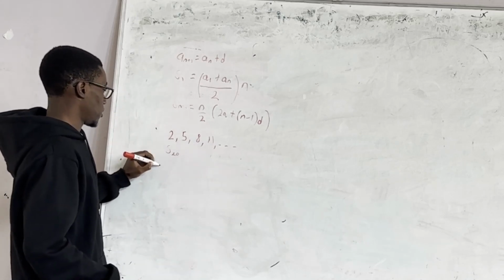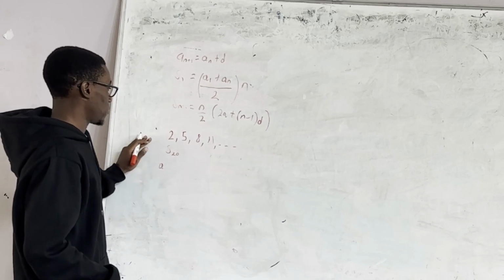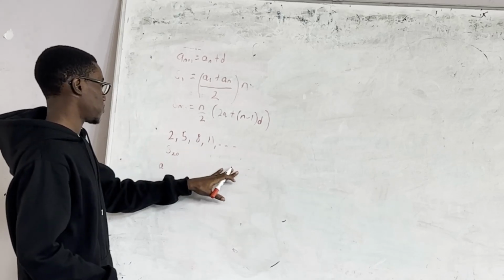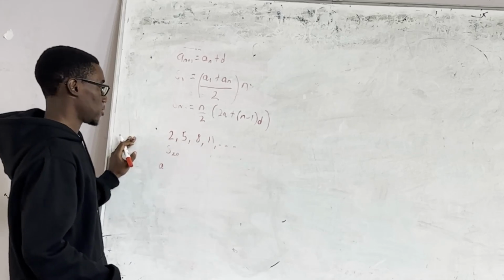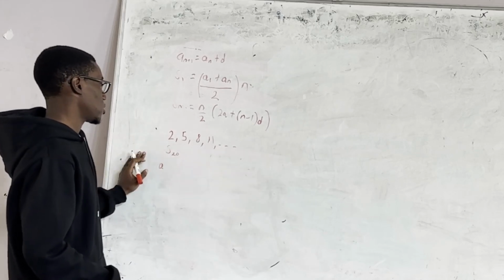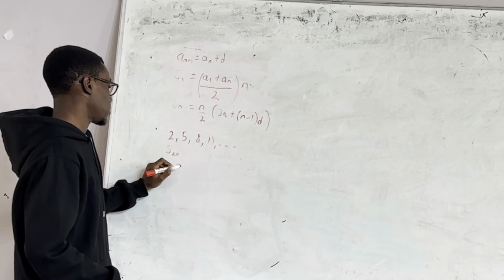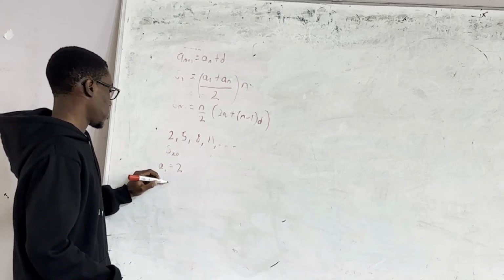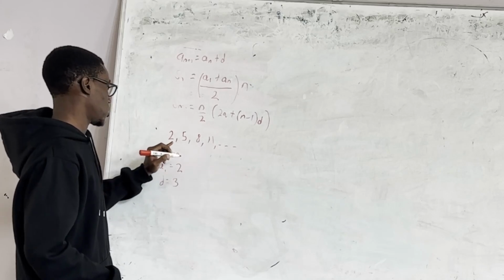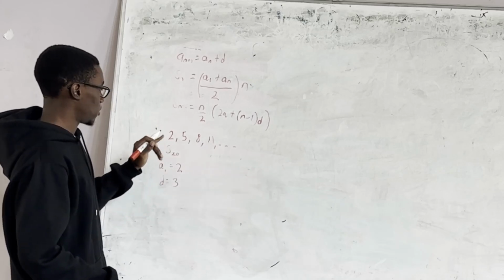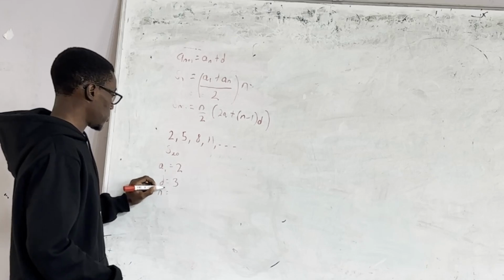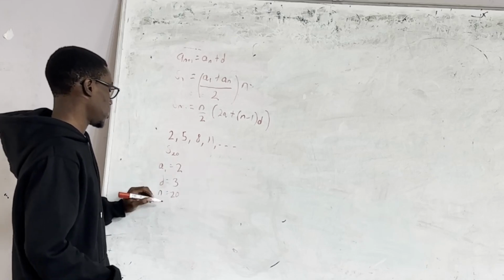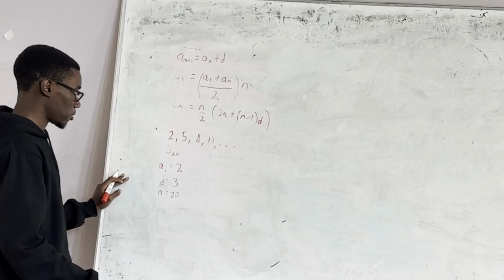Here we're not given the last term, so we're going to assume that it's an infinite sequence. First term A1 is equal to 2. The common difference is 3. Here n is equal to 20, since we're finding the sum of the first 20 terms of the series.